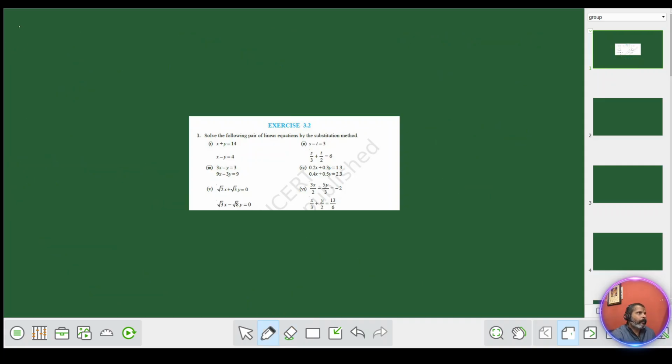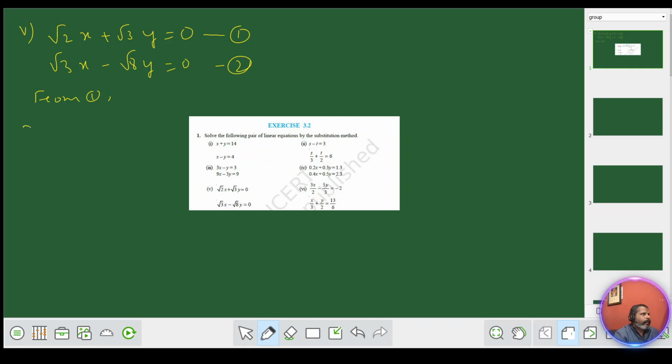Fifth one. Don't be afraid because we have roots here. It'll be simple. Follow the substitution method here. Root 2x plus root 3y is 0. Root 3x minus root 8y is 0. Now we call these 1 and 2. So from 1 we solve for x. From 1, x equal to minus root 3y by root 2. Okay, call this as 3.